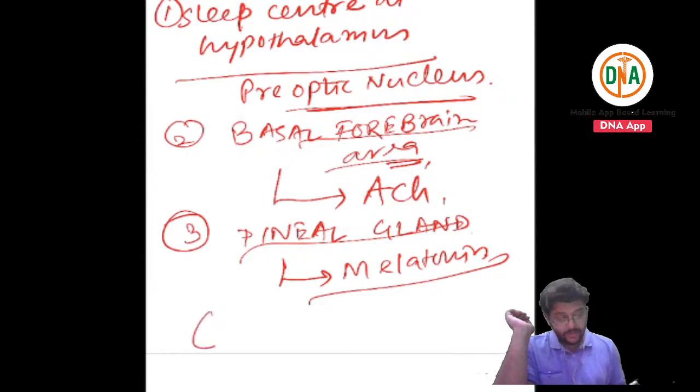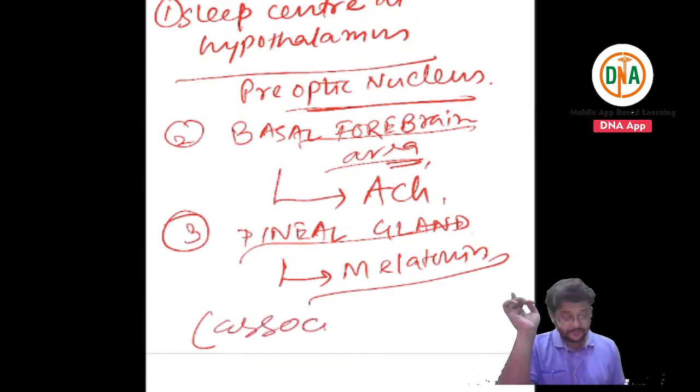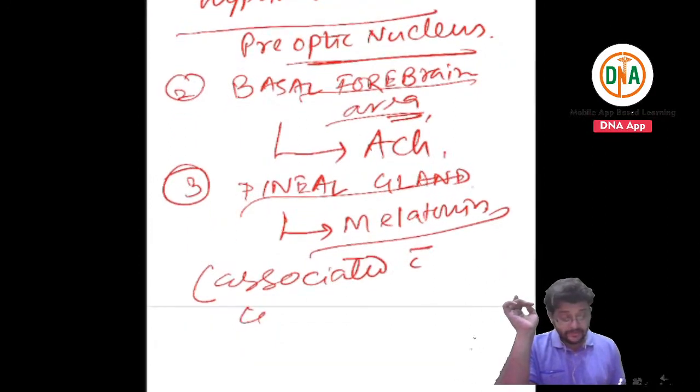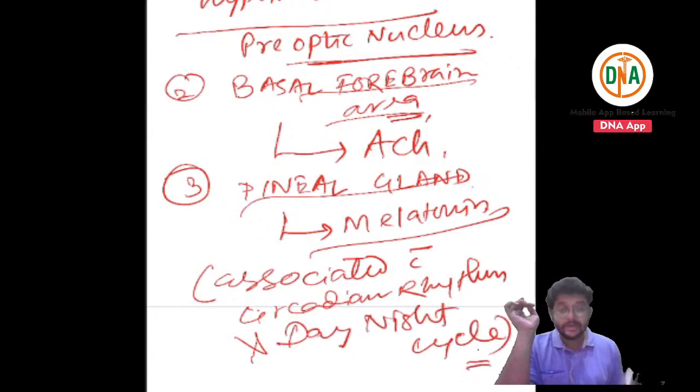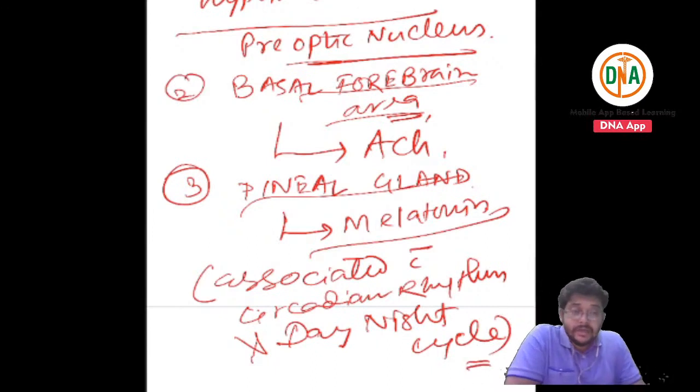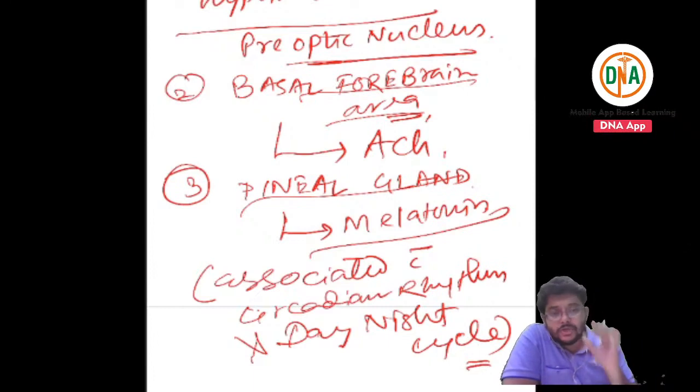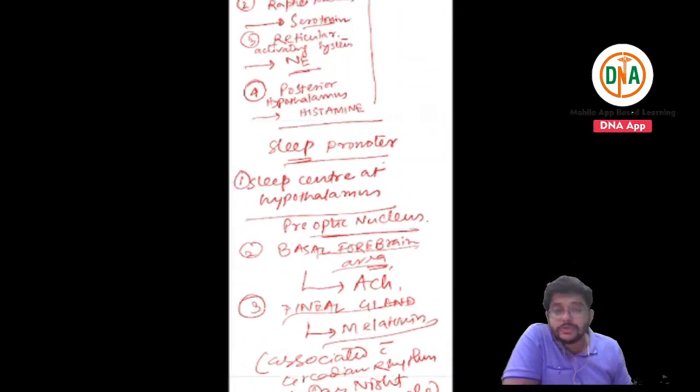Remember, in all of this, melatonin is connected or associated with circadian rhythm and day-night cycle. So melatonin is associated with circadian rhythm and day-night cycle. Understood? So this is all about the sleep physiology or genesis of sleep or neurophysiology of sleep.